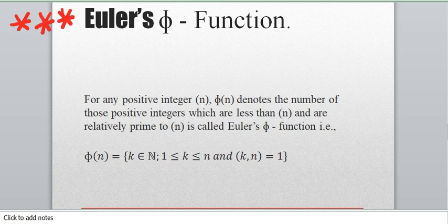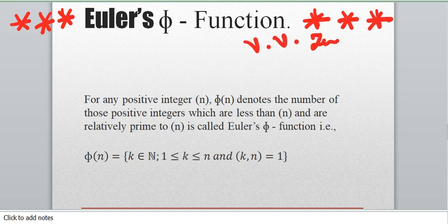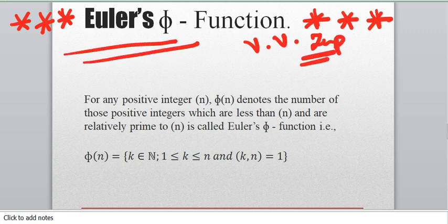Stars mean what? A very important topic to consider. What is that? It's Euler's phi function. With the help of this, we will be able to find the number of cyclic subgroups.